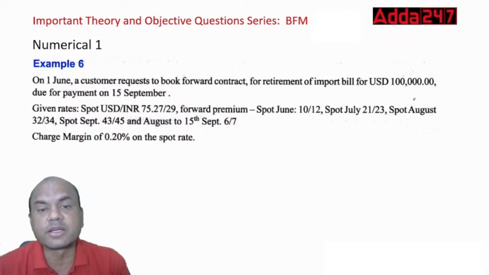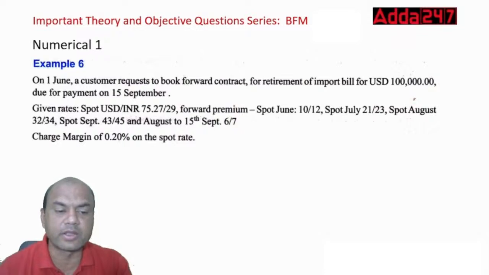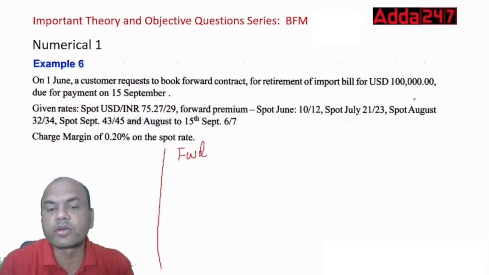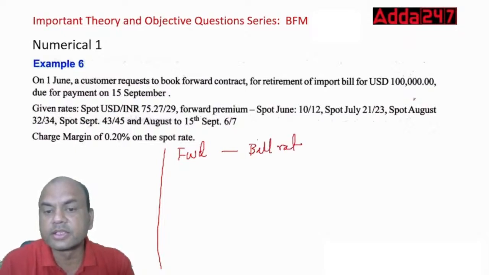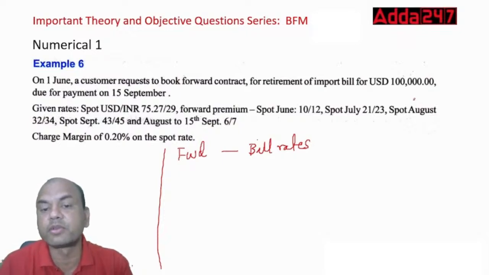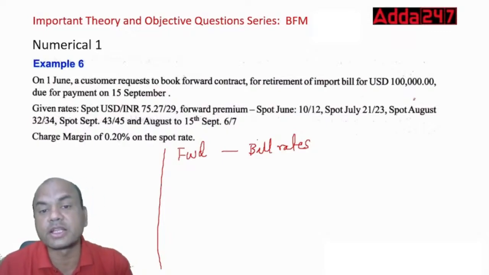So firstly, what is the forward contract? Whenever we say forward contract, it must strike your mind that I'll have to use the forward rates, bill rates. Remember this, bill rates. This is something you must always remember. Whenever I'm talking of forward contracts, I'll have to use bill rates. Whenever I'm talking of spot transactions, I'll have to use TT rates.